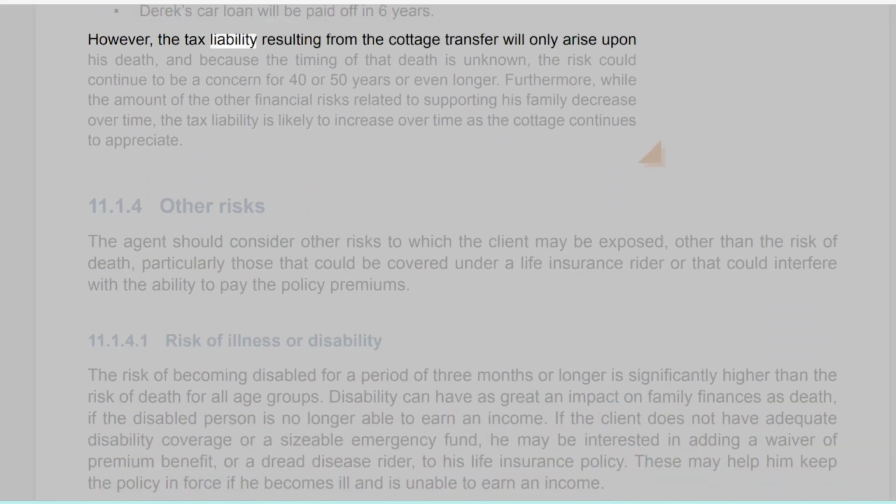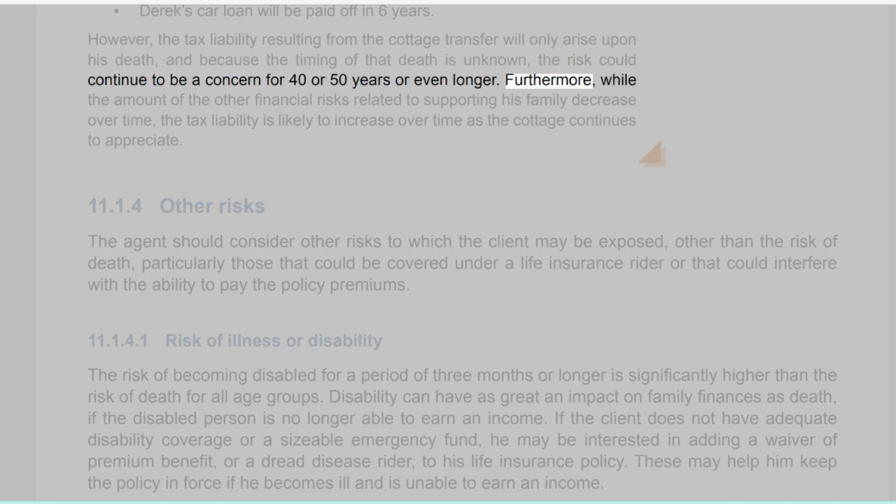However, the tax liability resulting from the cottage transfer will only arise upon his death, and because the timing of the death is unknown, the risk could continue to be a concern for 40 or 50 years or even longer. Furthermore, while the amount of the other financial risks related to supporting his family decrease over time, the tax liability is likely to increase over time as the cottage continues to appreciate.